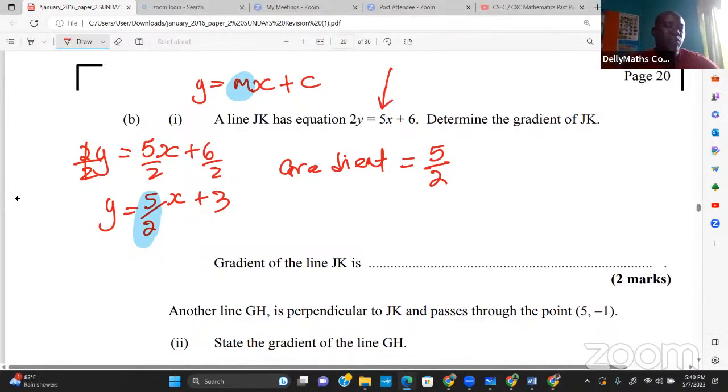You want to take the gradient when it's in the form y equal to mx plus c. Matter of fact, this is called the gradient and intercept form, or what they call slope intercept. Slope is a gradient, and this is the intercept. So if you want to tell the gradient, you want to put it in the slope intercept form, so you could pick the gradient. It's going to be m all the time.